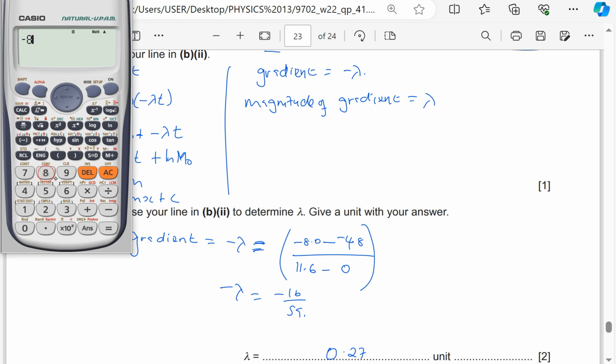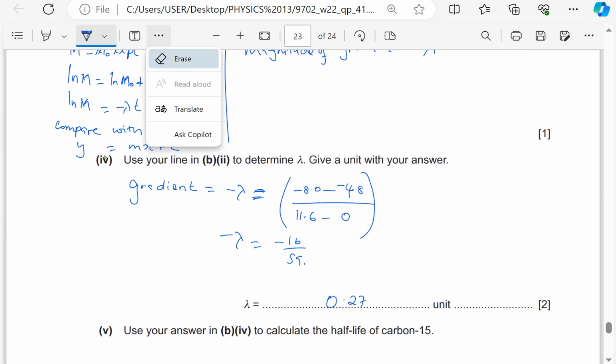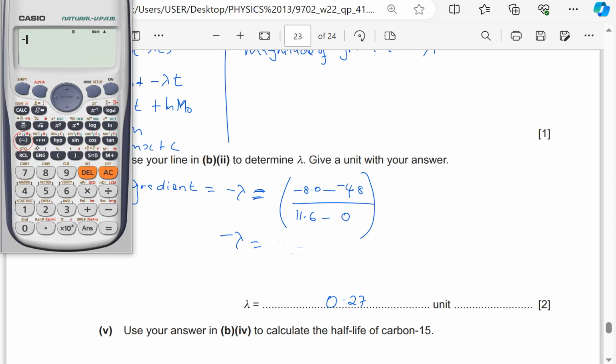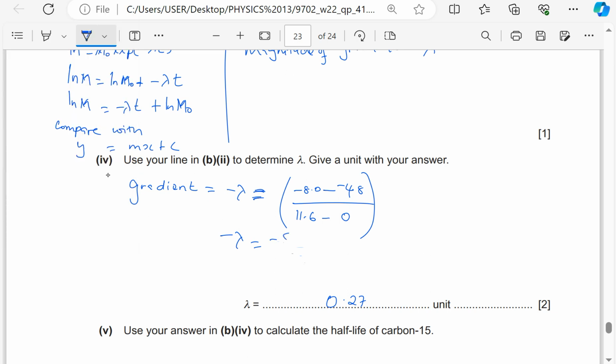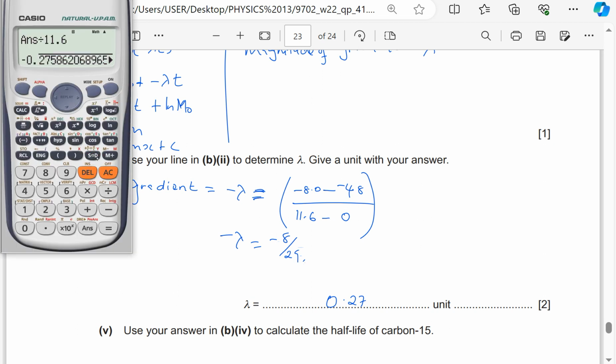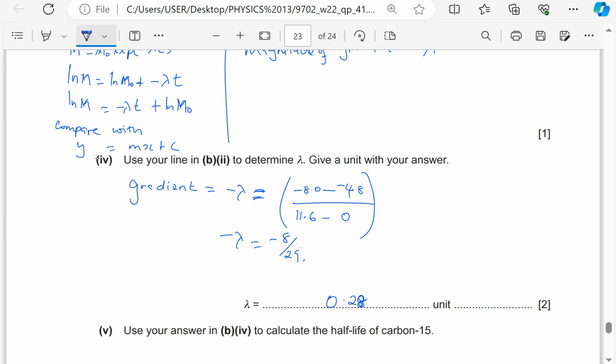So you have negative 8 plus 4.8 divided by 11.6. Yeah, it's negative. This is not correct. I pressed my calculator wrongly. So negative 8 plus 4.8 divided by 11.6 is negative 8 over 29, which is the same as negative 0.28. Of course, the units of the decay constant is automatically per second.